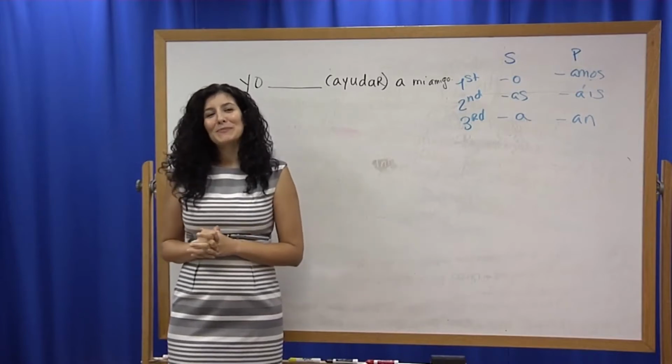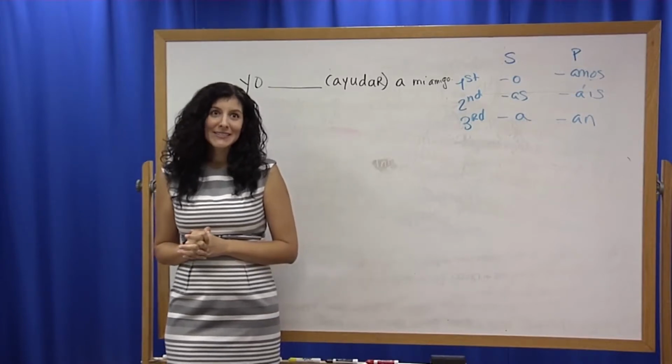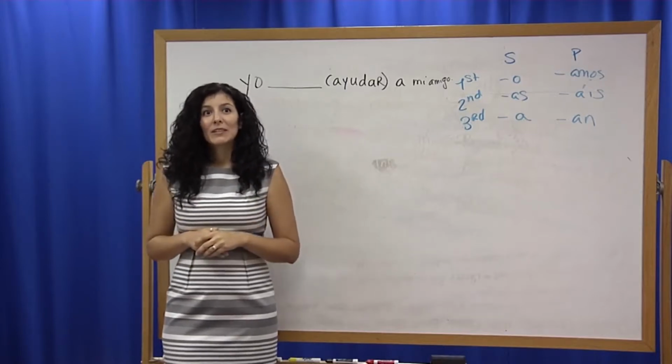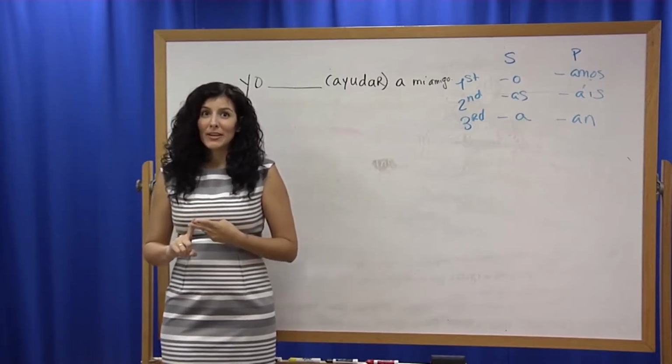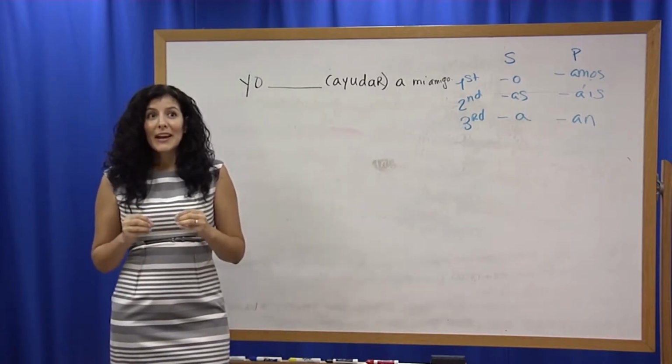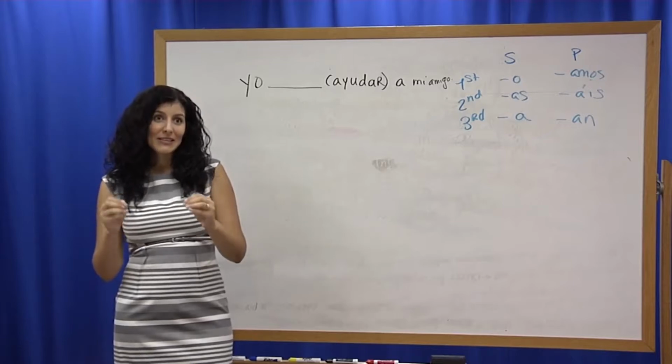Hello, and today we are going to be talking about present tense AR verbs. So remember that we learned that verbs fall into one of four categories: regular, irregular first person, irregular stem changing, or irregular. We are going to be learning how to conjugate regular present tense verbs.